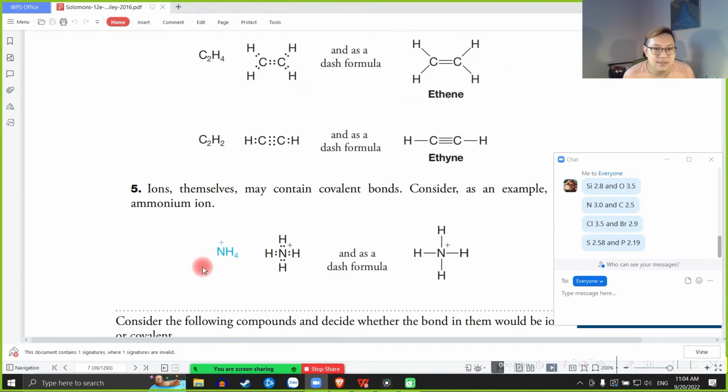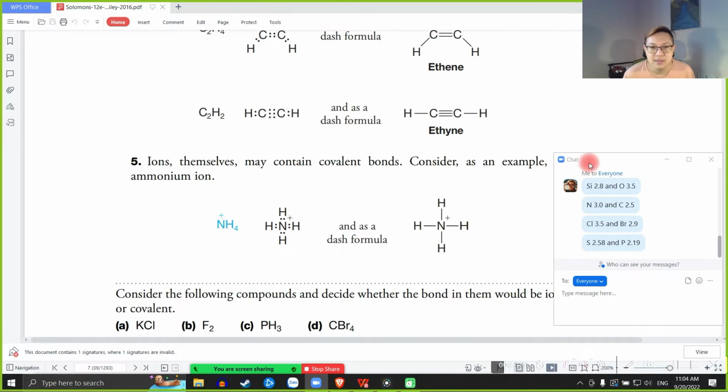All right, so ions. Let's look at the case of ions, okay? Can you read it, please? Ions themselves may contain covalent bonds. Consider an example, the ammonium ion. Okay, ammonium ion, NH4+. So what does the plus here mean? It means it has lost one electron. Yes. Okay, so NH4+.